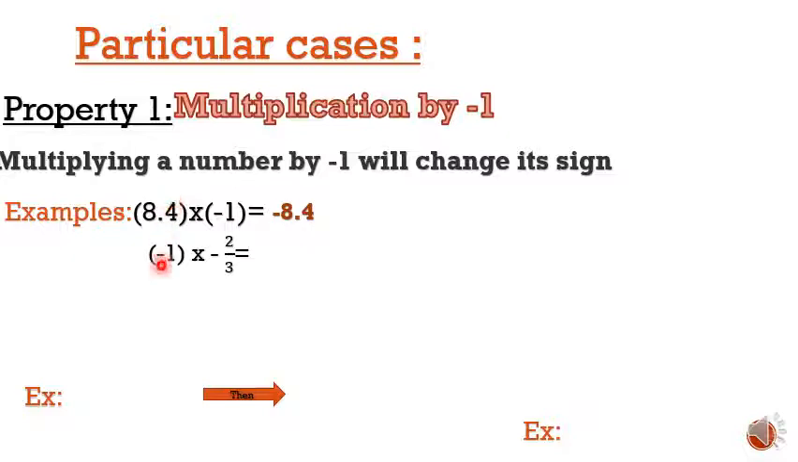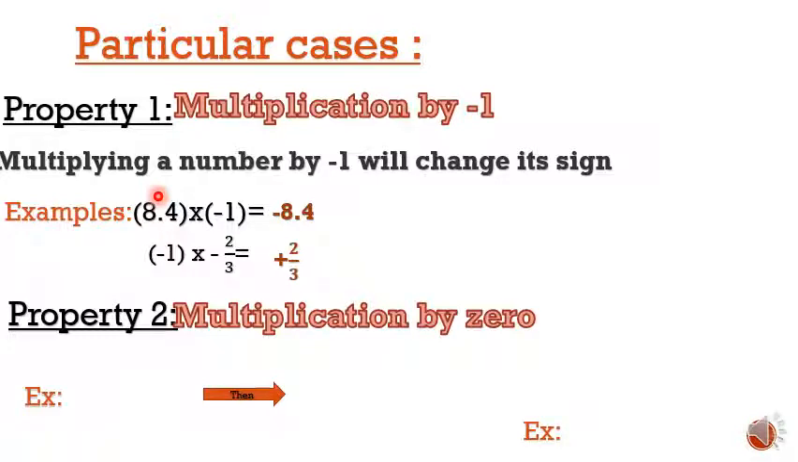Another example, multiplying negative 1 times negative 2 over 3. We said that keep the same number, just we change the sign. Why? Because the minus will change the sign of the second number. So it will be positive 2 over 3. And it also respects our rules. Minus times minus, the answer is positive. Positive times negative is negative. But here it's easier because I'm just multiplying it by minus 1. So we don't change the number, we just change the sign of the multiplied number.